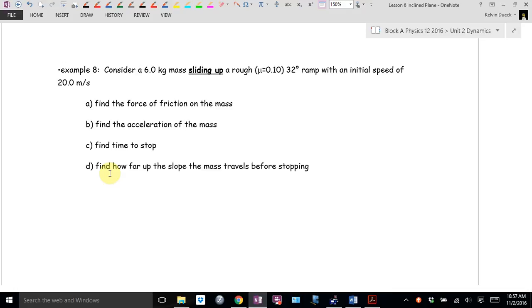A asks, find the force of friction. B asks, find the acceleration. C asks, find the time to stop. D asks, I guess, find a distance. I like this question, but Kayla, I would probably just ask you to do part D, knowing that you'd have to find A, B, and C to solve D, and I'd be happy with that. I'd just say, here, how far does it go?